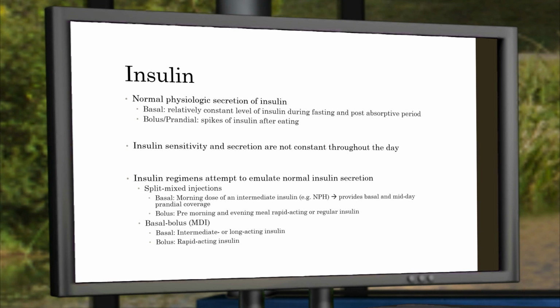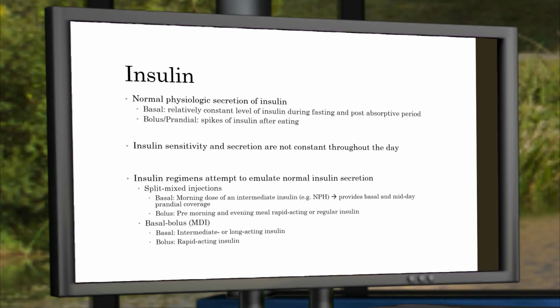All right, so looking specifically at insulin, the normal physiological secretion of insulin is really what we aim to mimic with giving patients insulin therapy. So that's why we usually do some type of basal bolus. Basal is going to be that relatively constant level of insulin during fasting and post-absorptive periods. So basal is just that steady state over the course of a day, what's being secreted all day long. Bolus is going to be the spikes of insulin after eating. So once I eat a whole bunch of carbs, my body produces enough insulin to compensate for those carbs. So that's what your bolus insulin is going to be.